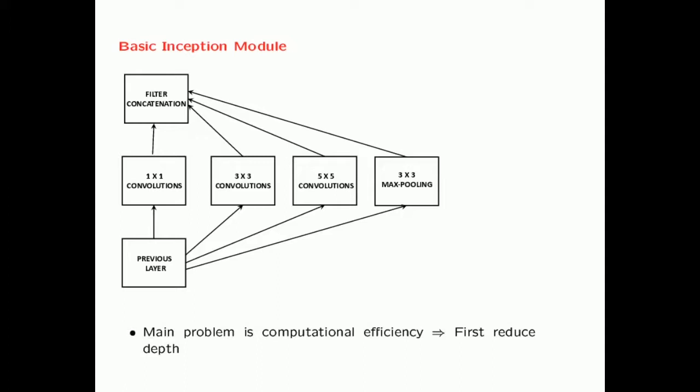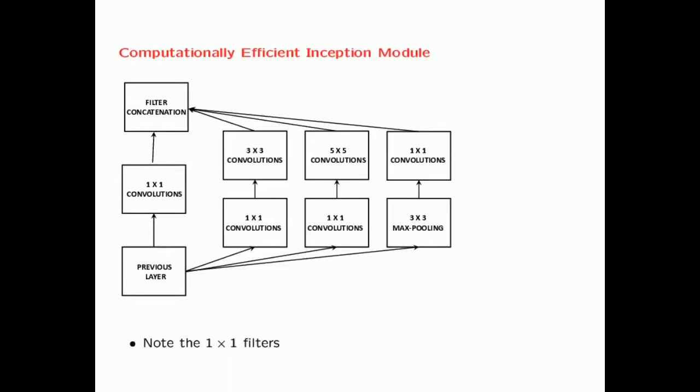And one problem with this approach is computational efficiency. Note that you will create the whole neural network architecture by putting together many of these modules. But the problem is that if each of these modules is inefficient, it makes the process of training quite inefficient. So one way in which this problem was solved was by first reducing the depth.